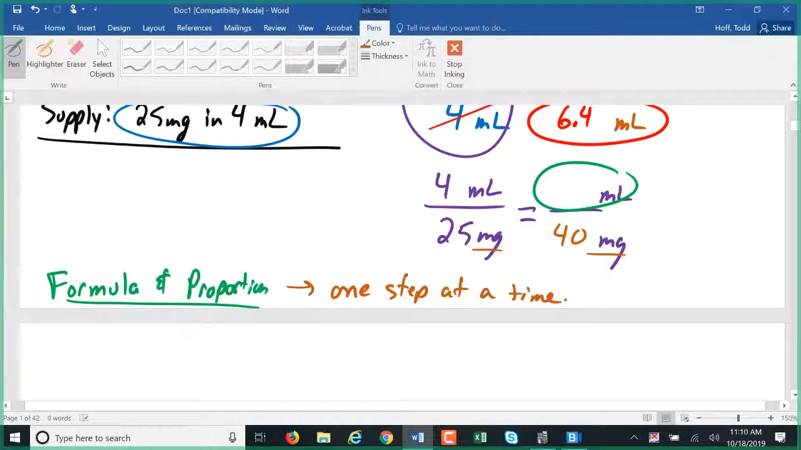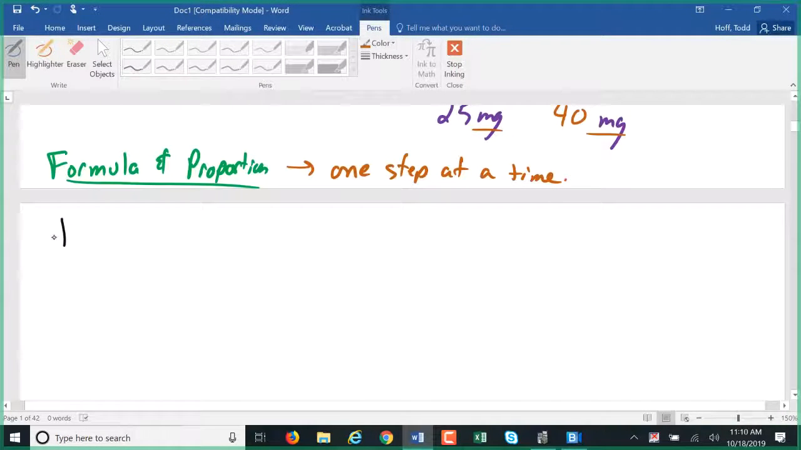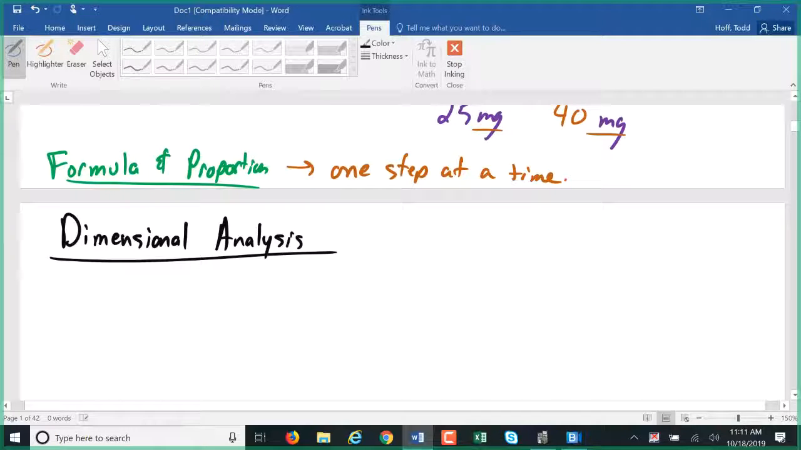In other words, if there are multiple steps that have to be converted, you have to apply the formula multiple times or apply the proportion multiple times. Whereas our third method that we're about to look at can do all of those in one single process. So what we're looking at is dimensional analysis. Dimensional analysis is actually an extremely powerful process in math. And it is exactly what it sounds like. It's using the dimensions to figure out what the calculation needs to be.